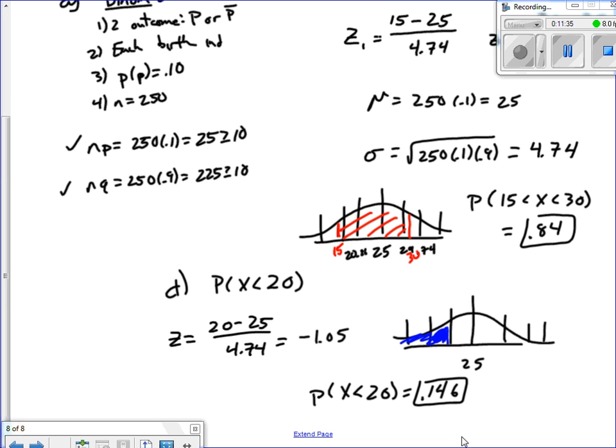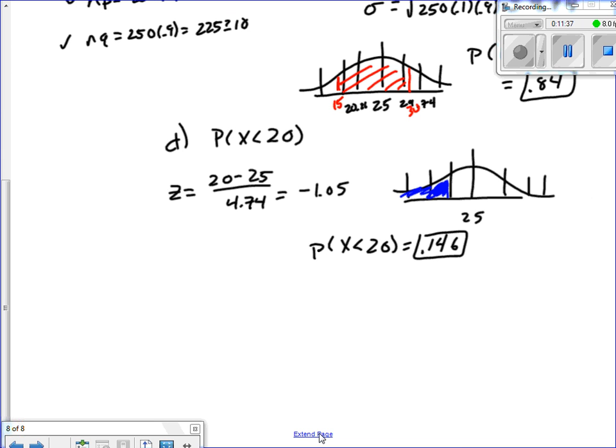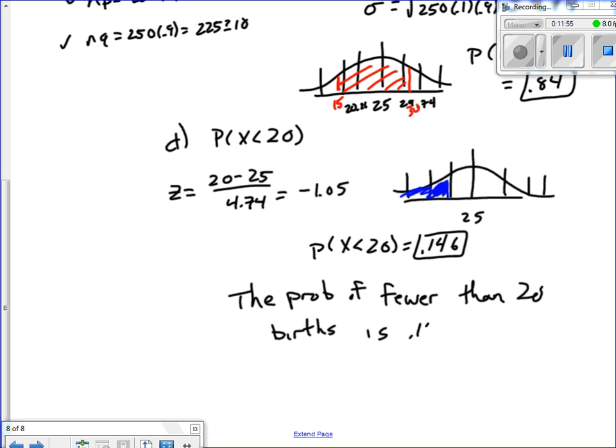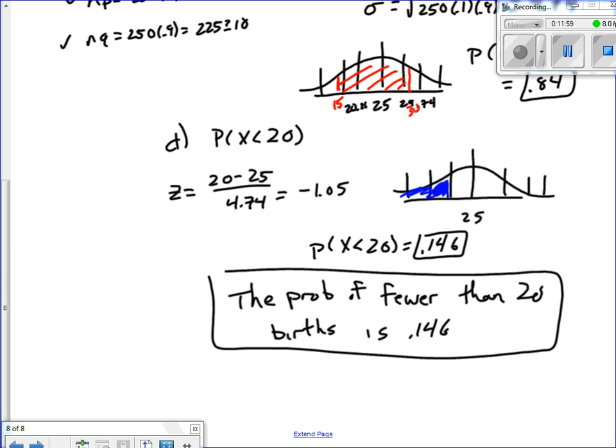So just to answer the question fully, the probability of fewer than 20 births is 0.146. So there's my answer in context, just like we've done in the past.